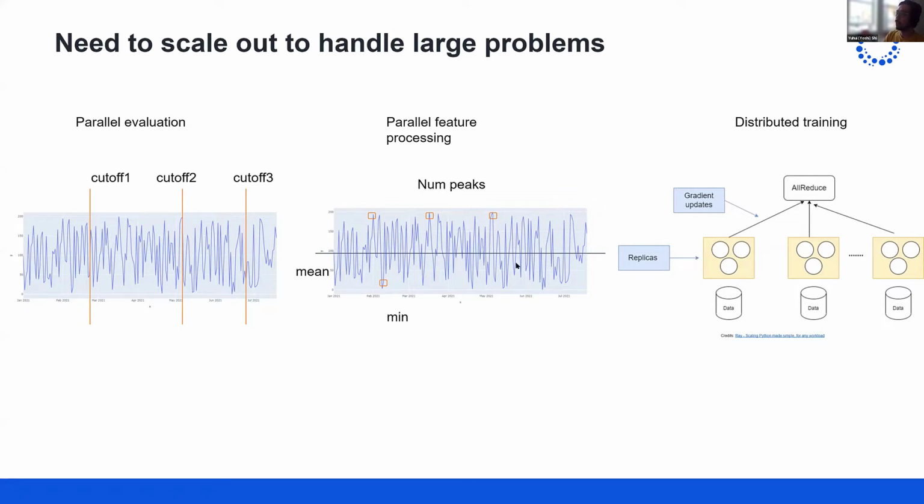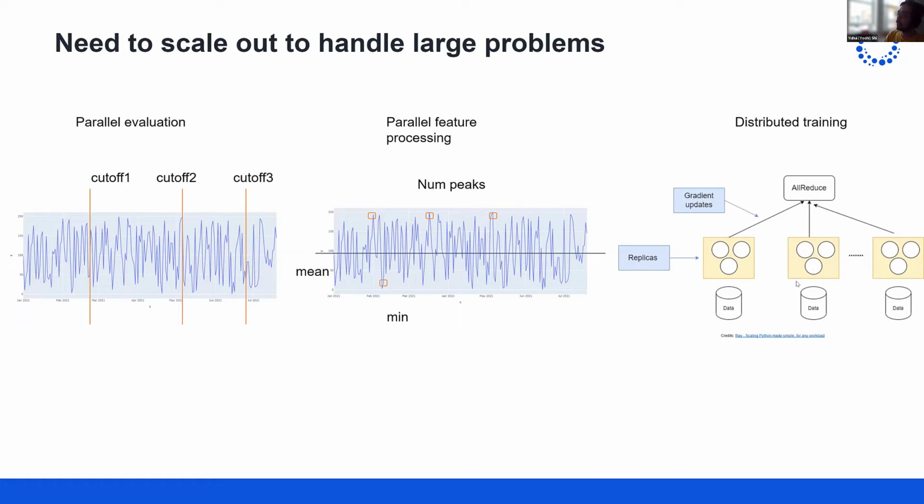Another thing that can be parallelized is feature engineering. One common thing to do is derive a lot of features given a time series. For example, you can look at the statistical distributions: the mean, the variance, the number of peaks. These can be done independently for each of the series, and you can apply similar logic across different series. So that's another way of parallelizing things.